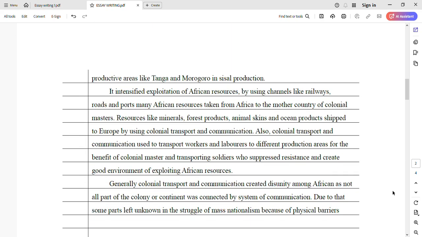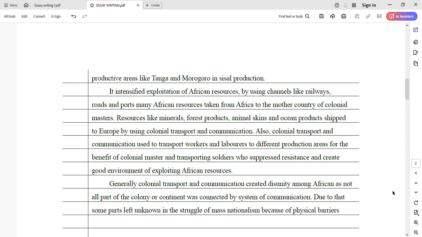And down here I have the conclusion. Generally, colonial transport and communication created disunity among Africans. So I try to find another new effect out of those I explained as a major conclusion. Or also I can say how that colonial transport and communication was built. You can say generally colonial transport was built with the support of Africans, where the laborers were paid low wages by Europeans. So that is how we are writing our essay.